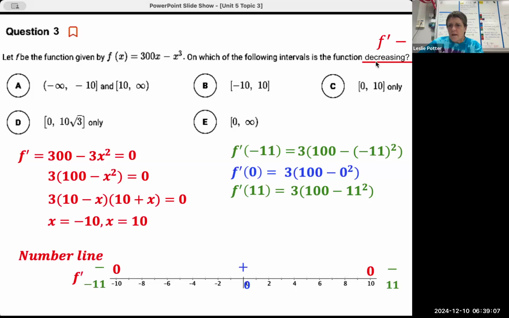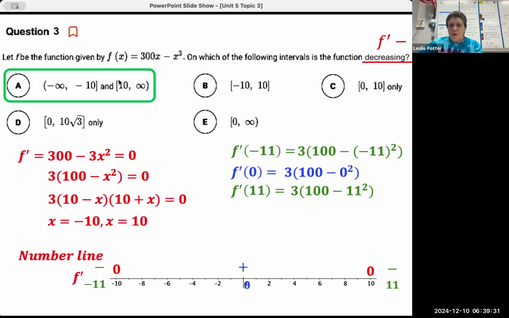So to answer the question, the function is decreasing when the derivative is negative, that's going to start at negative infinity and come up here to 10. And then it's going to start at 10 and go out to positive infinity. So I have 2 intervals where the function is decreasing. And so the answer here is A.